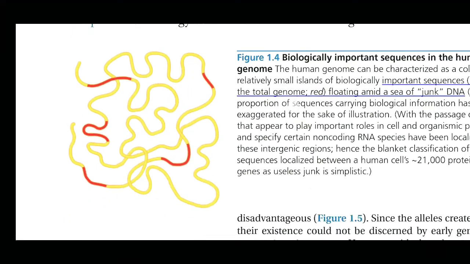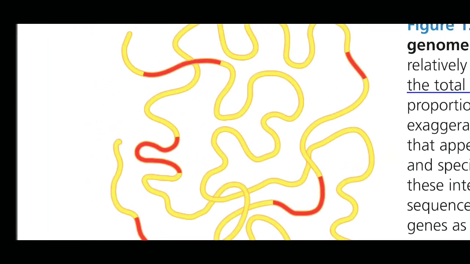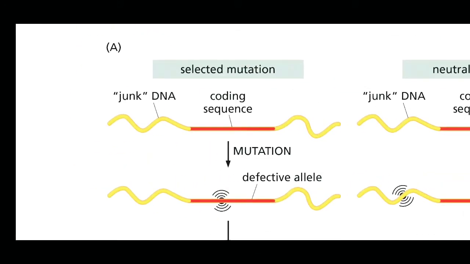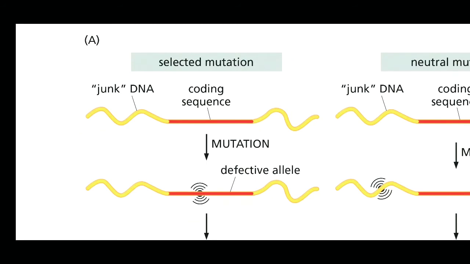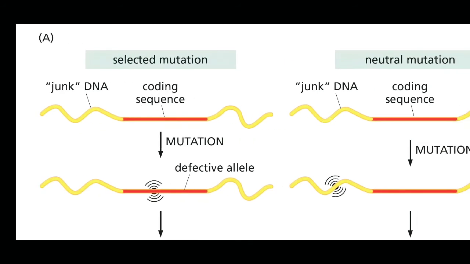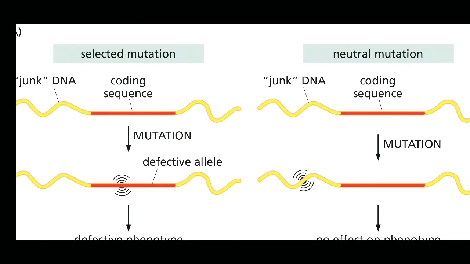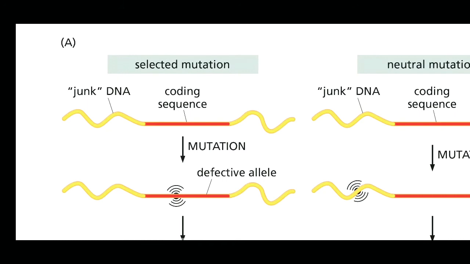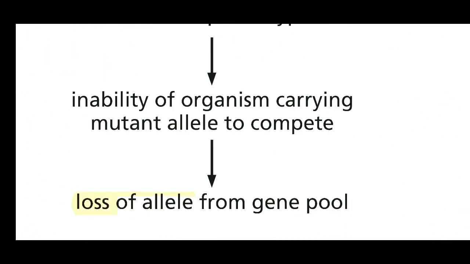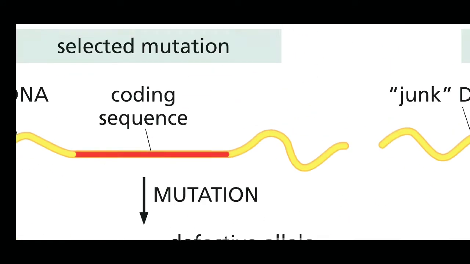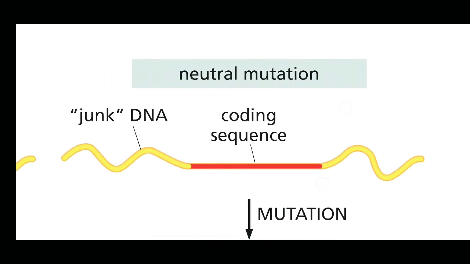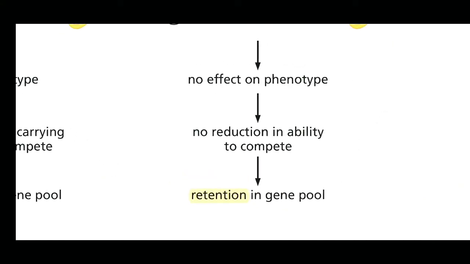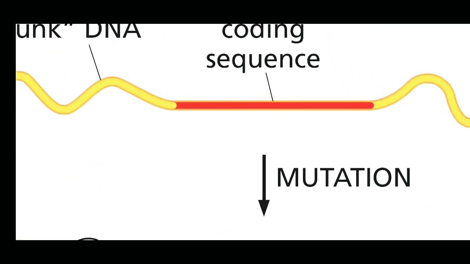And in our genomes, there is a huge amount of non-coding sequence. That's mostly the junk DNA. So what we see here is that mutations in junk DNA are neutral mutations, while mutations in the coding sequences are selected against. So here the defective alleles, because of coding sequence mutations, lead to the loss of alleles from the gene pool, as the species is unable to survive. In junk DNA, the mutation leads to retention in the gene pool, because the coding sequence is not affected.